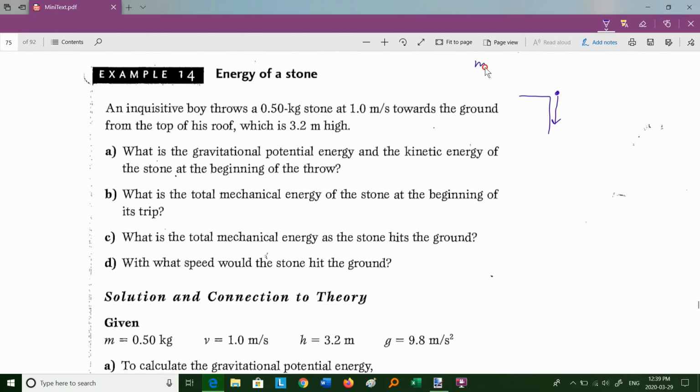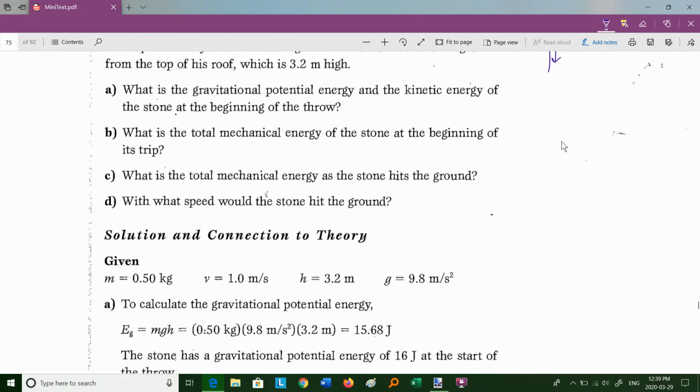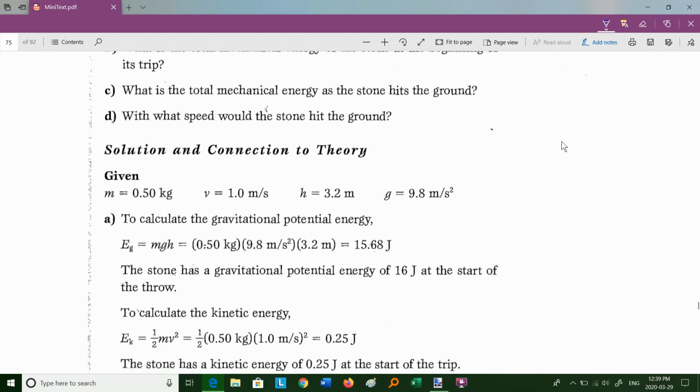The mass is 0.5 kilograms. The initial speed, VI, is 1 meter per second. And H is 3.2 meters. What's the gravitational potential energy and kinetic energy at the top, at the beginning? What's the total mechanical energy at the beginning and at the end? And at what speed will the stone hit the ground? Rather than reinventing the wheel, it's all typed better for you, so I'll just go straight to the explanation.